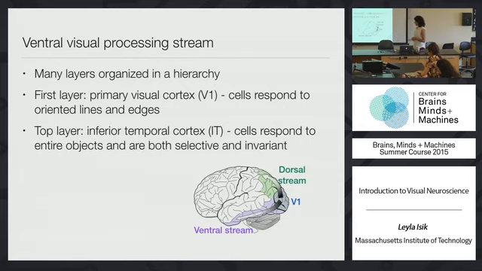But then at what's thought of to be the top layer of the ventral stream, inferior temporal cortex, cells fire in response to whole objects. And it's not just a specific orientation that they like. They will fire whether they see this object at different positions, and also have some tolerance to viewpoint and scale as well.